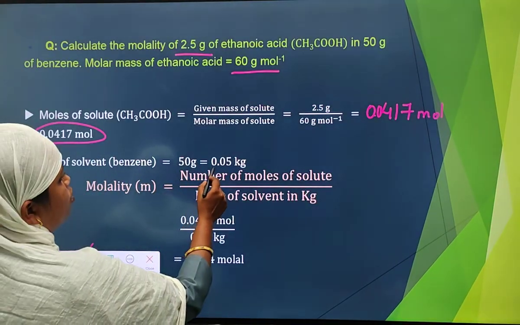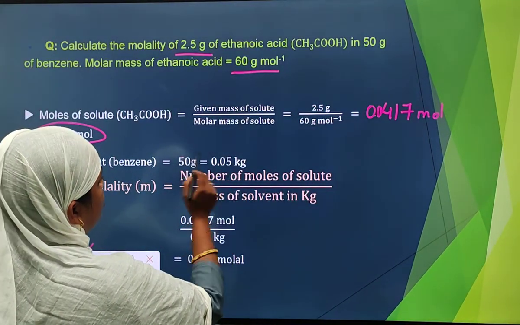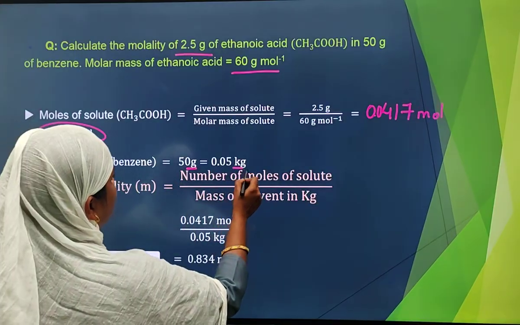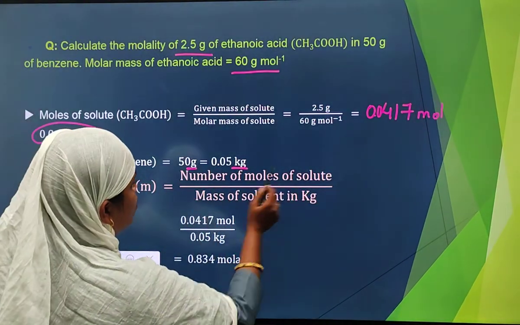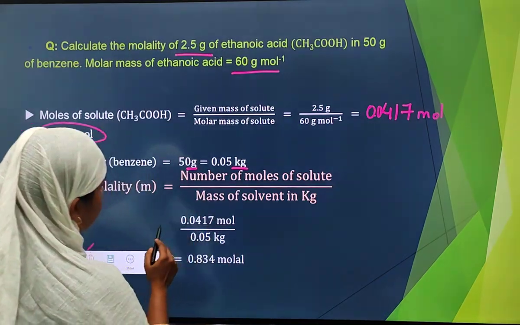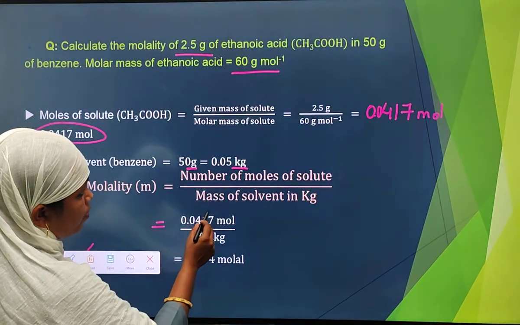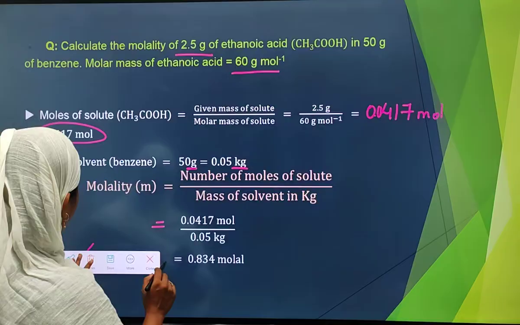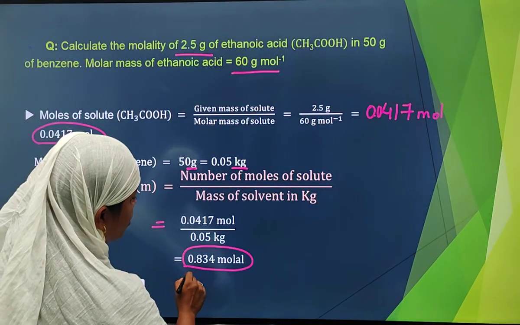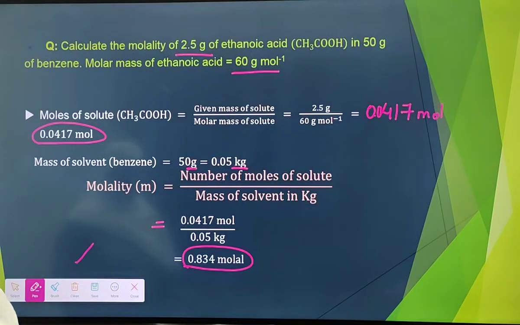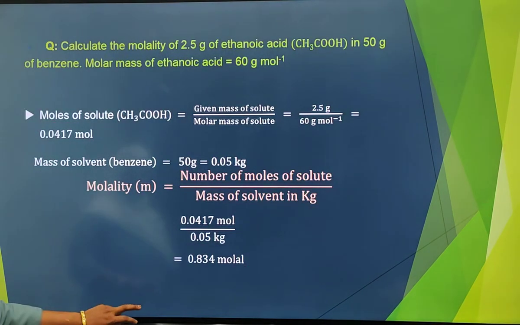Now, mass of the solvent, that is benzene, 50 grams equals 0.05 kg. From grams we have converted into kg. Now molality is number of moles of solute upon mass of the solvent in kgs. So here we have brought the values together, divided it, and we get a value of 0.834 molality.